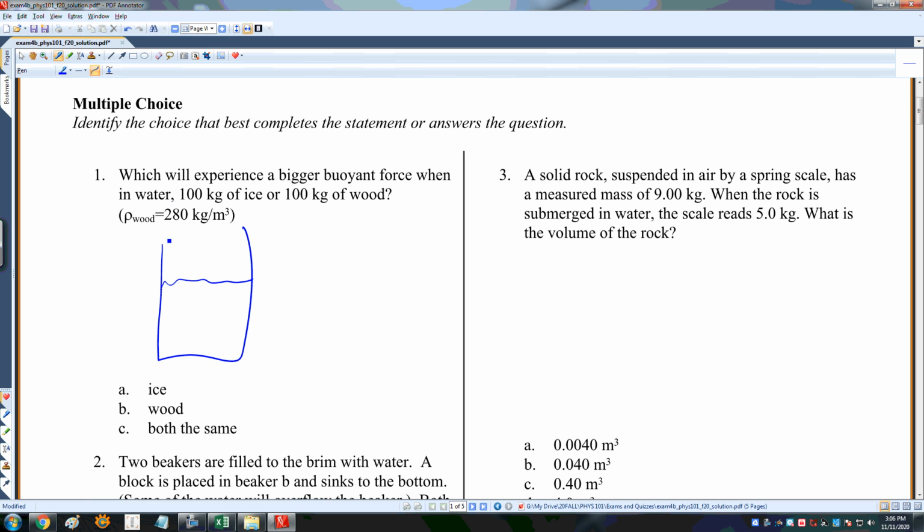I give you the densities, and of course, the density of ice is equal to 917 kilograms per cubic meter. But that's not really relevant here because what's relevant is that I have a buoyant force pushing up. And because both of these have a density less than that of water, that buoyant force will equal the weight. So since I have 100 kilograms of each, they're going to be both the same.